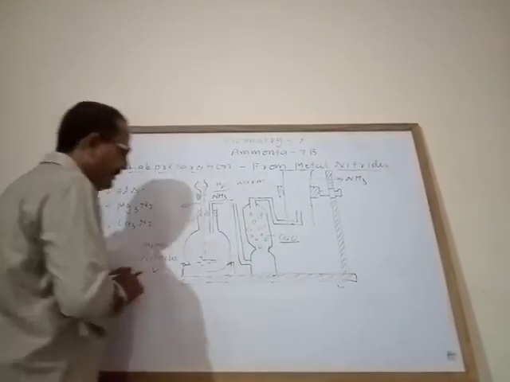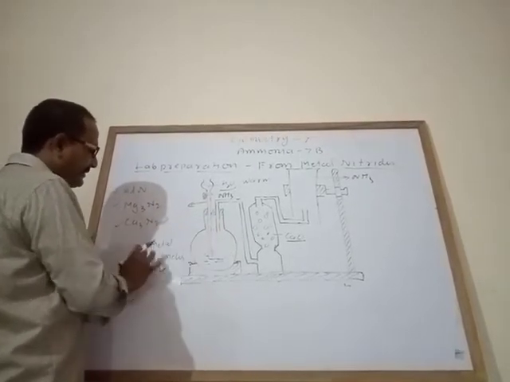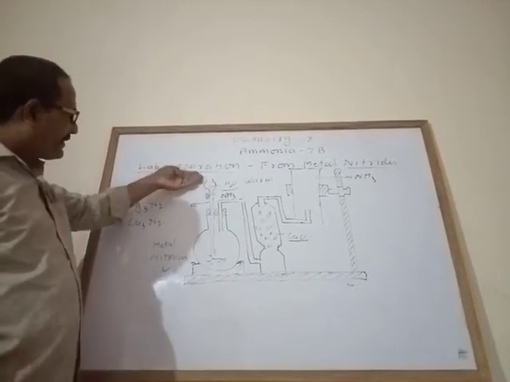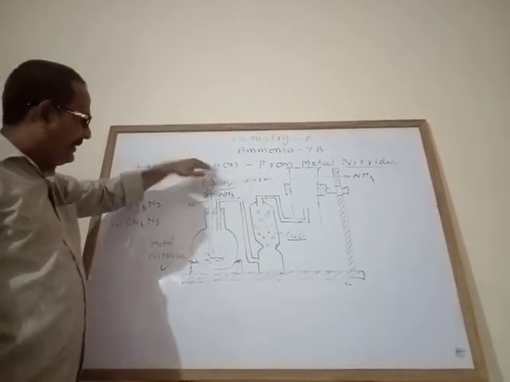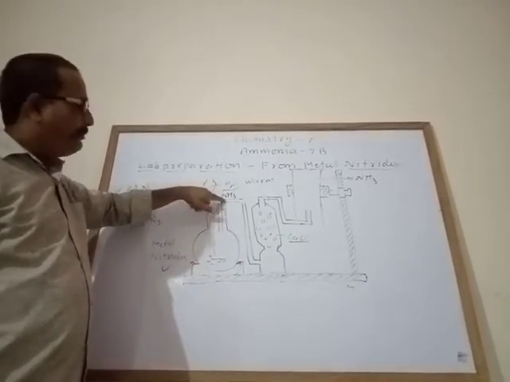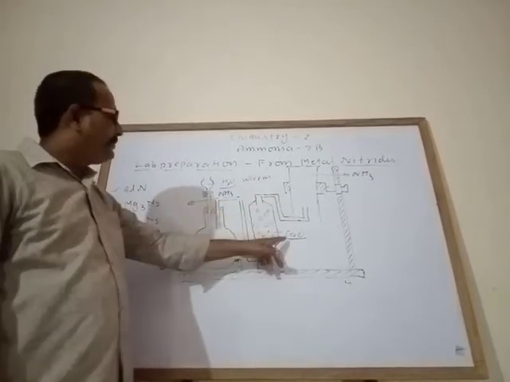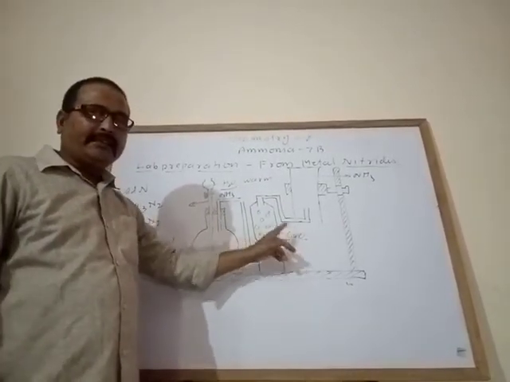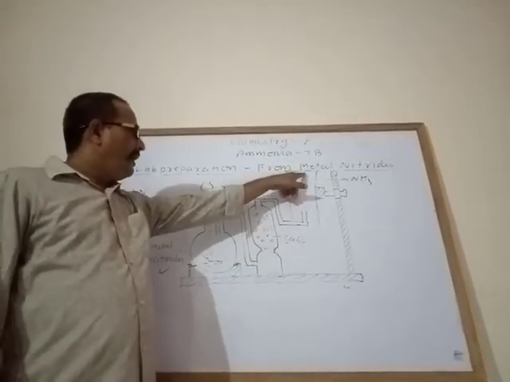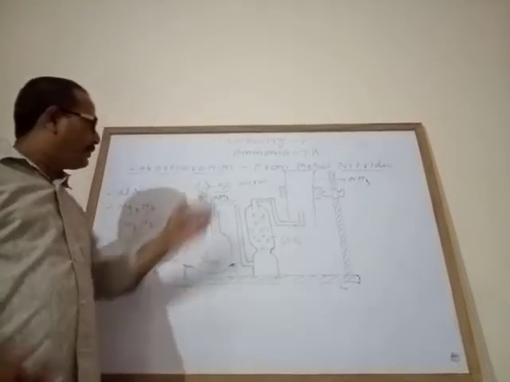So see that if we take metal nitrides in the round bottom flask and add warm water from the crystal funnel, the reaction starts and forms ammonia gas. Ammonia gas we pass into another chamber where we use a drying agent. This drying agent absorbs the moisture and we collect ammonia gas by downward displacement of air. Now you see the reaction.